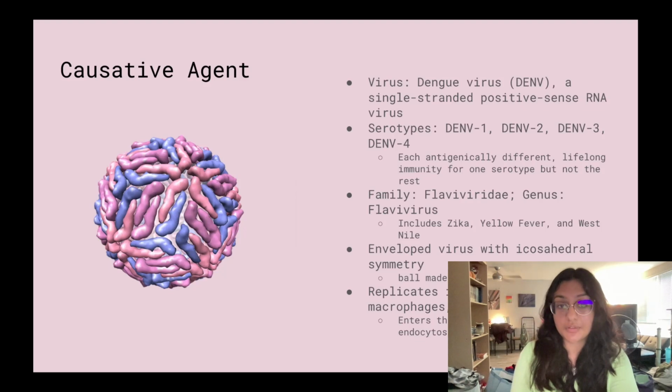Inside the host, the virus primarily targets monocytes, macrophages, and dendritic cells, where it uses the host's RNA to replicate itself. It enters these cells through receptor-mediated endocytosis, a process facilitated by interaction between the viral envelope protein and specific host cell surface receptors. It's important to understand the structure and classification of the dengue virus because it helps explain why it's able to evade immune responses and why it's challenging to develop effective vaccines that can provide immunity for all four serotypes.